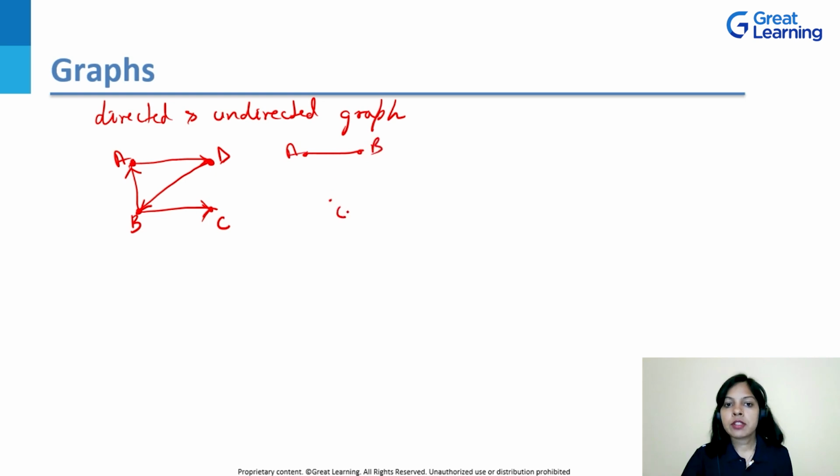Undirected graph is where there is no direction mentioned. Suppose these are three vertices and this is your graph. There isn't any direction mentioned here. This is your undirected graph, meaning the relationship which exists from B to C also exists from C to B. Right? Now there is another group of graphs called connected and disconnected graphs.